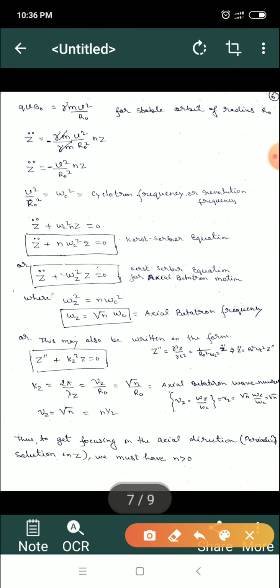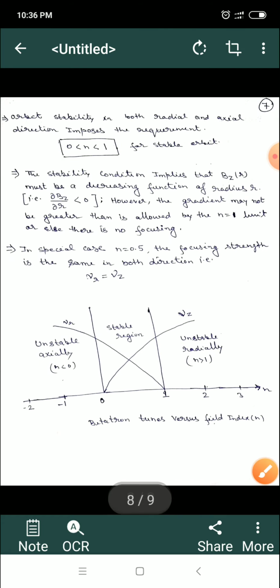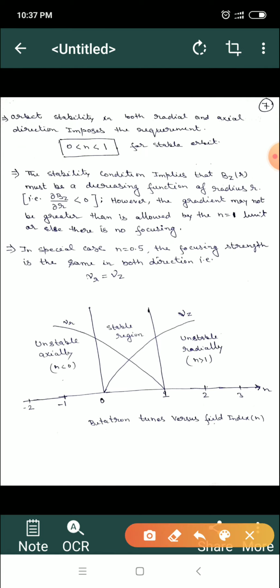Okay, so let us say a charged particle is moving in a circular orbit. There the charged particle can make a radial oscillation and it can make an axial oscillation. It means it can make a horizontal oscillation as well as a vertical oscillation. If we combine both Kerst-Serber equations, for radial betatron motion and for axial betatron motion, then orbit stability in both the radial and axial directions imposes the condition that n should lie between 0 and 1.